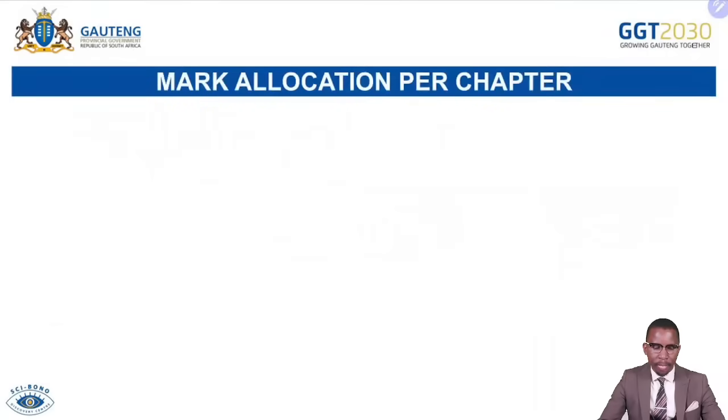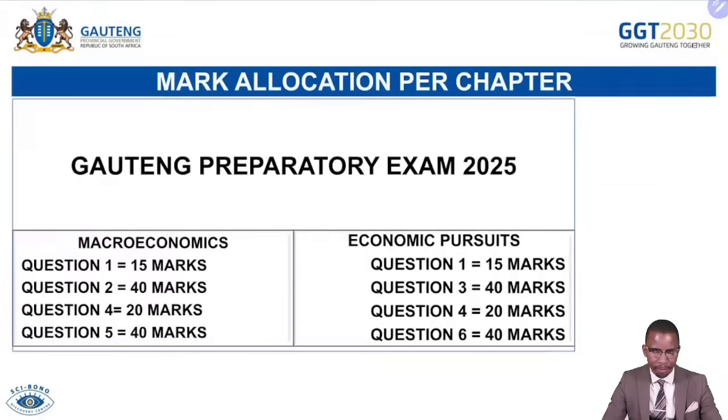Then let's check the mark allocation per chapter. This one is very important for you. This is simply the beginning of the training that will guide you on what you can expect. Gauteng Preparatory Examination 2025, Macroeconomics. We have Question 1. Macro has 15 marks.